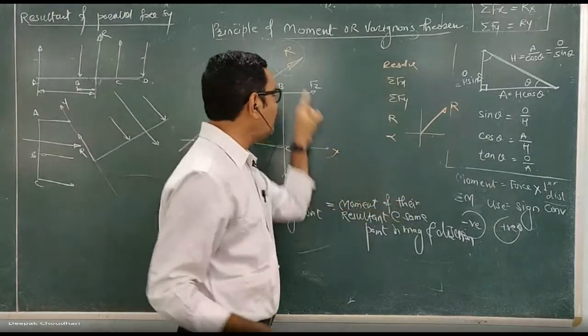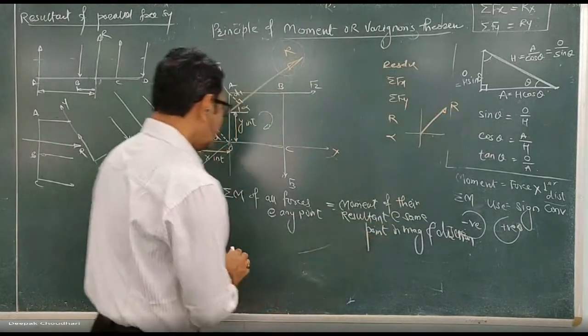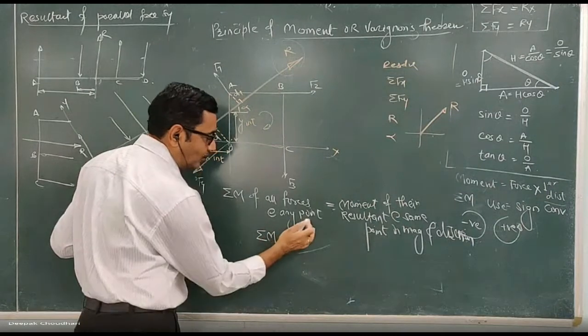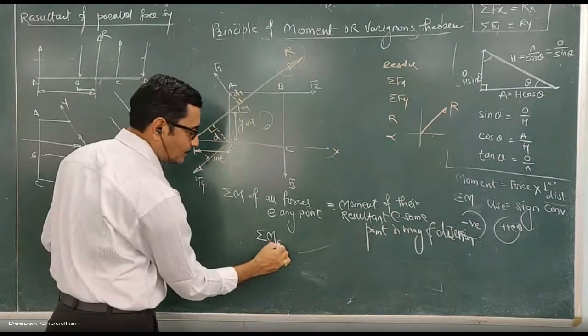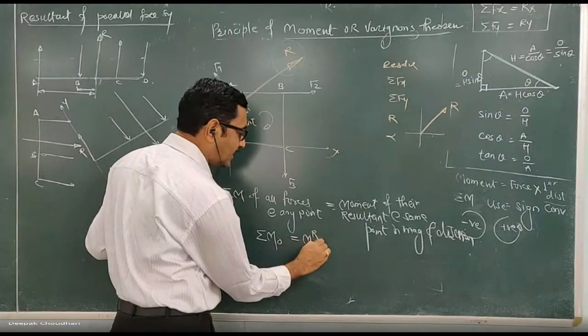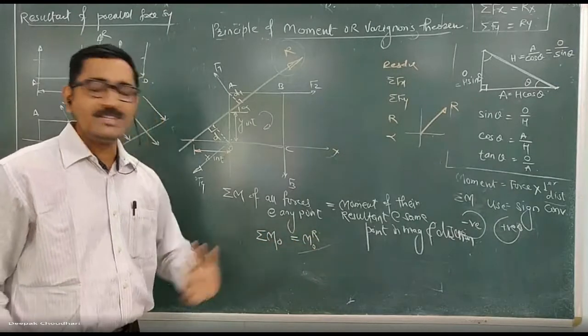to the moment of their resultant about the same point. Here again, I can write it: algebraic summation of the moment of all forces about any point. Let's select that point as O. Here is equal to the moment of their resultant about the same point O. This is the moment of their resultant about the same point O.